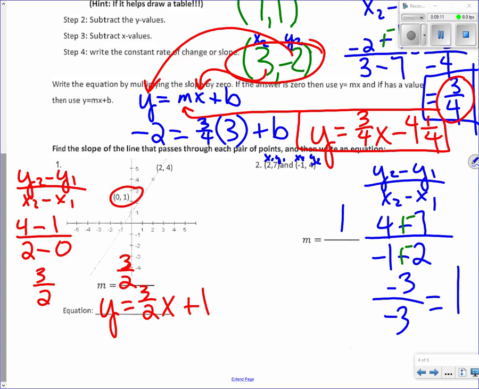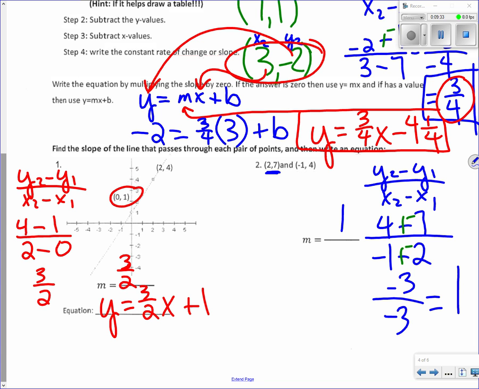Now we have to figure out what our equation is using one of the points. Doesn't matter which one. I'm going to use this first one, doesn't matter.